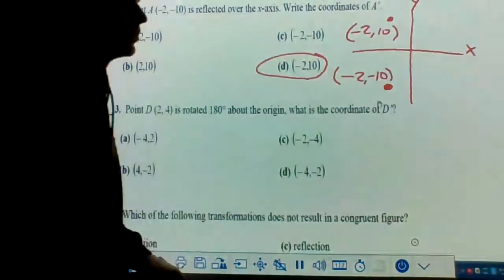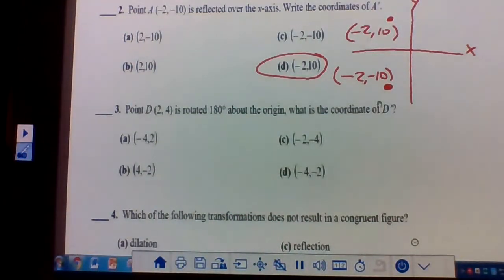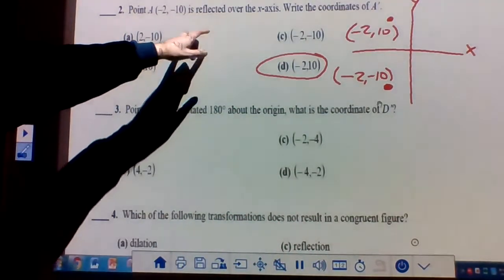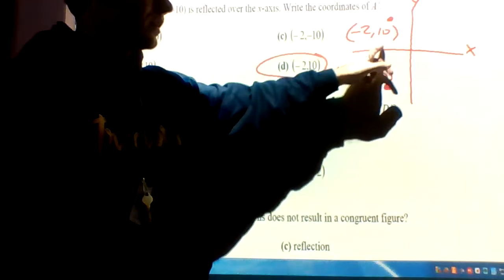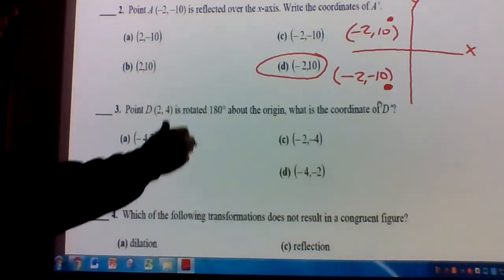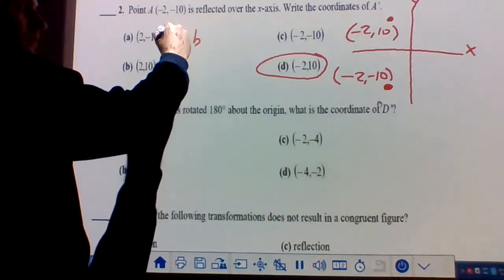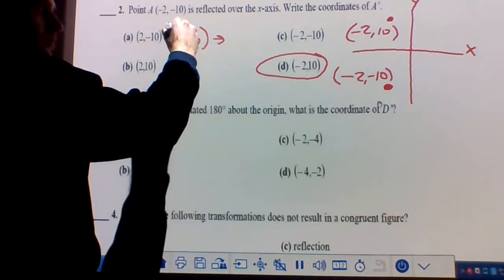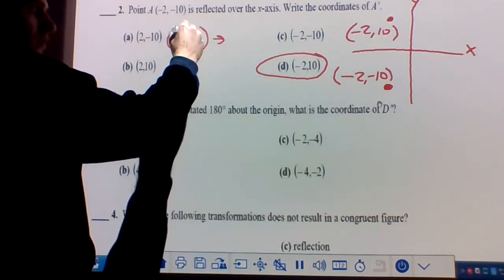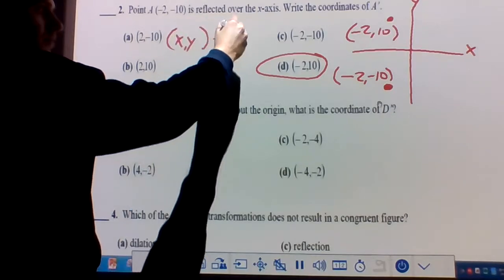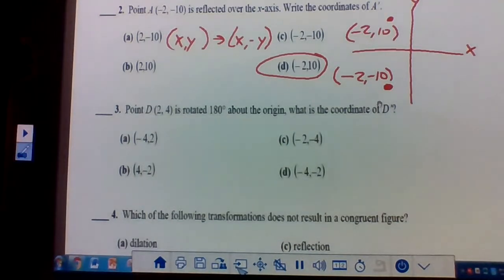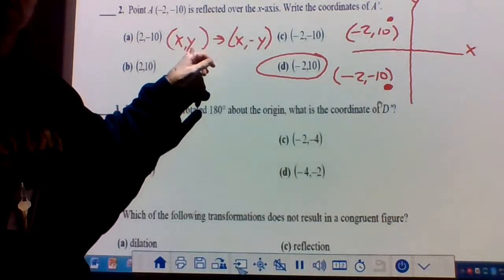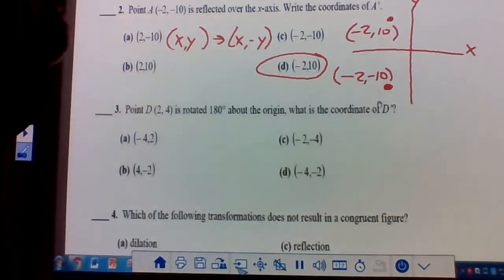Another way is to think of how far away it is from the line of reflection. If the x-axis is your line of reflection, it's 10 units below. It needs to go 10 units above. And 10 units above, it's still going to be at (-2, 10). The generic rule here was (x, y) goes to (x, -y). When you're flipping over the x-axis, your x value stays the same, but your y value is what changes.